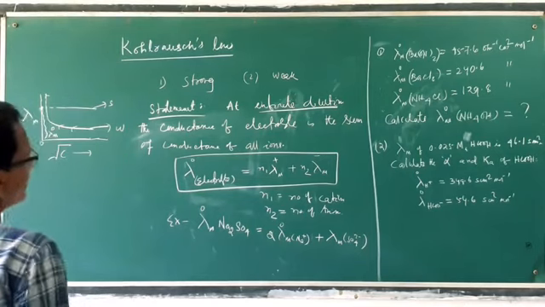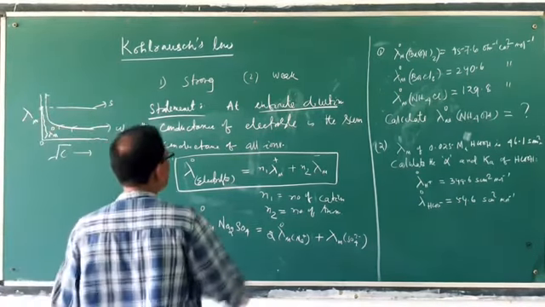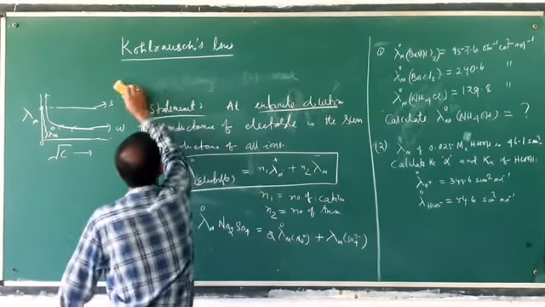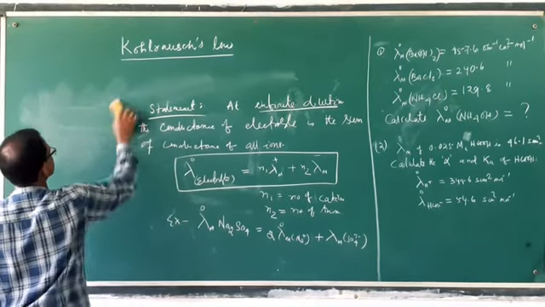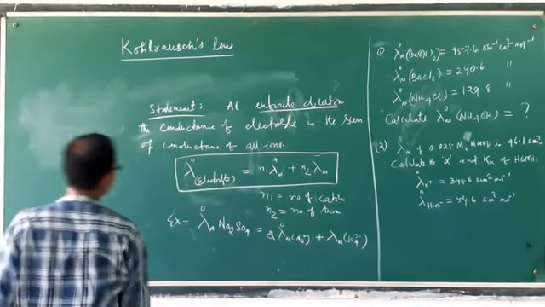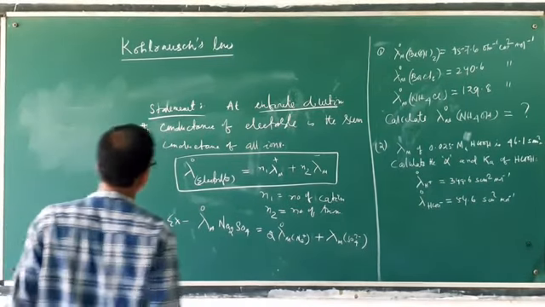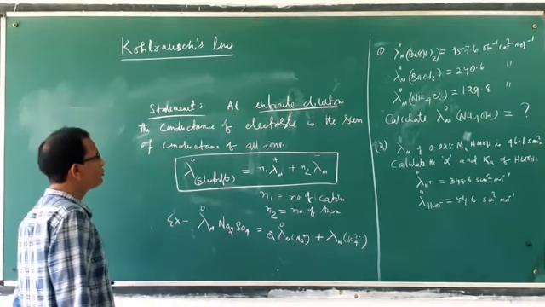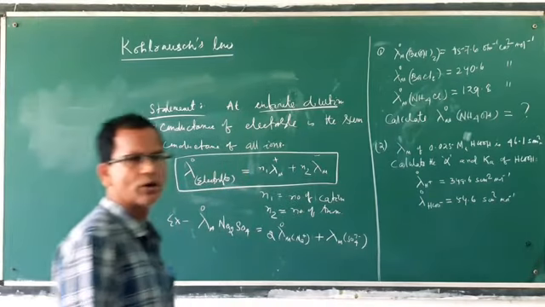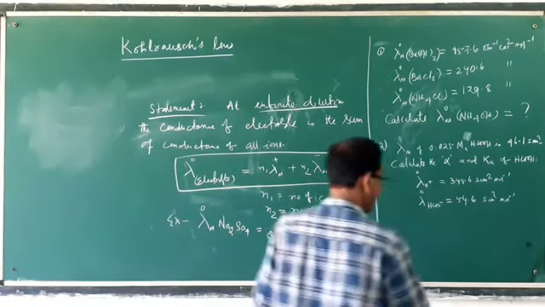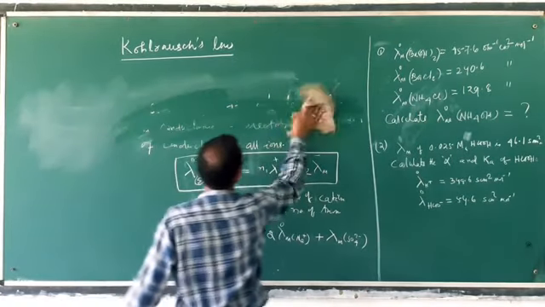So what are the applications of Kohlrausch's law? How will it be used in different applications? The first application of Kohlrausch's law is the calculation of lambda naught of weak electrolytes.